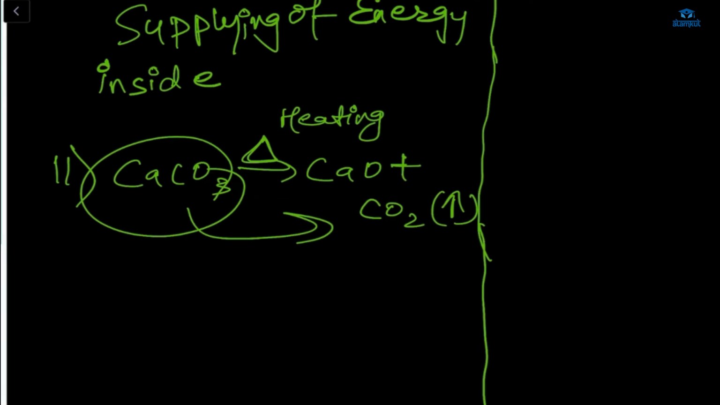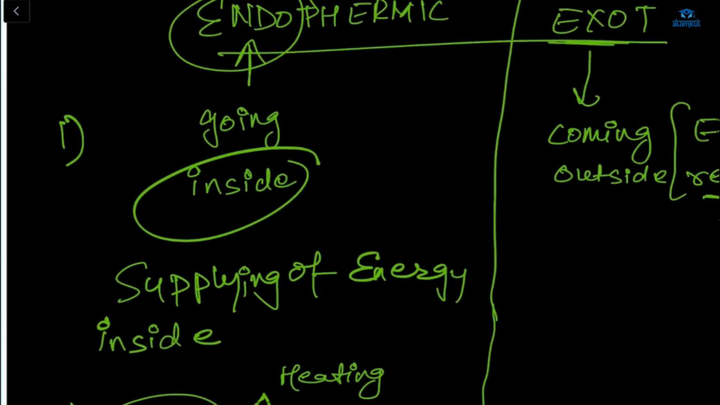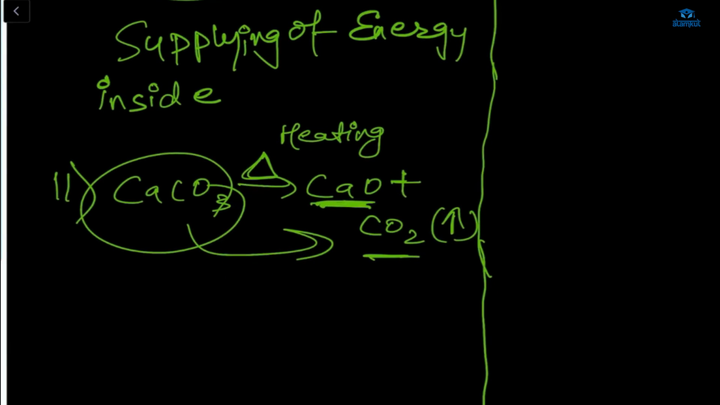So if I'm heating this, and supplying heat, it's becoming CaO plus CO2. So it's the example of endothermic because I'm supplying energy here.